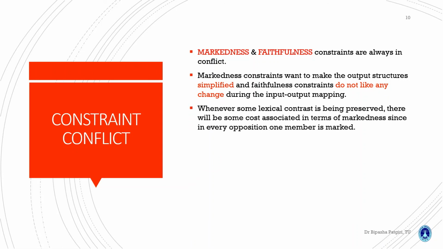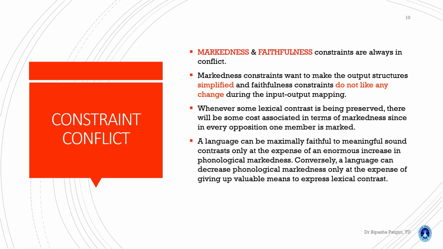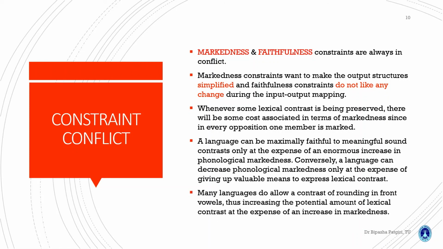mapping. Whenever some lexical contrast is being preserved, there will be some cost associated in terms of markedness. Since in every opposition, one member is always marked and the other member is unmarked. So, markedness is a comparative or relative judgment within a language or linguistic structure. A language can be maximally faithful to meaningful sound contrast only at the expense of an enormous increase in phonological markedness. Conversely, a language can decrease phonological markedness only at the expense of giving up valuable means to express lexical contrast.